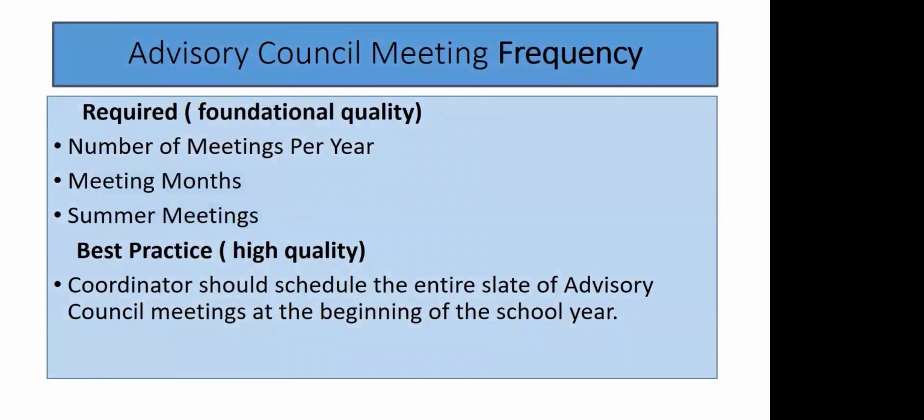All right, frequency. Requirements for frequency are as follows. The number of meetings per year: advisory council should meet a minimum of 5 times a year. The meeting months should take place a minimum of every other month, so you shouldn't go consecutive months without a meeting.